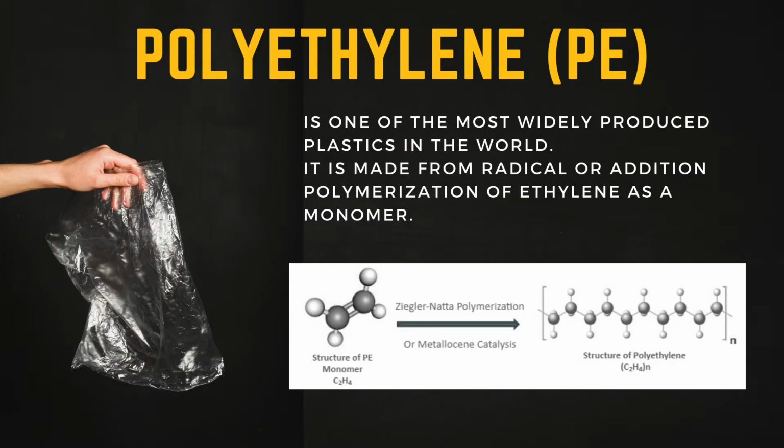Polyethylene, or PE, is one of the most widely produced plastics in the world. It is made from radical or addition polymerization of ethylene as a monomer. You see, alkenes are very important industrial feedstocks for plastics that we use in our everyday lives.